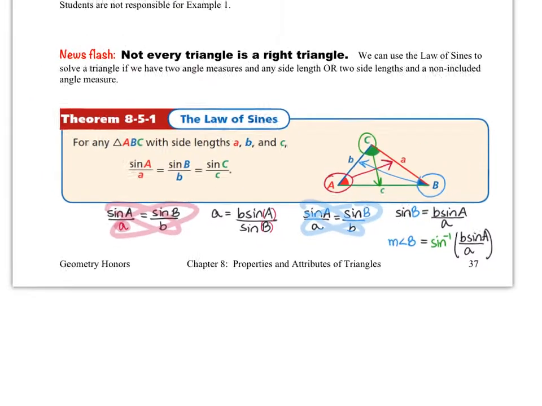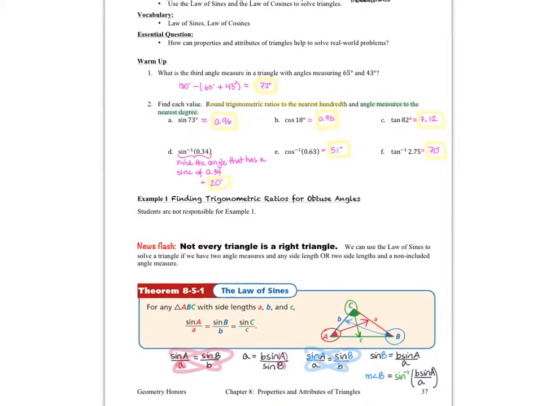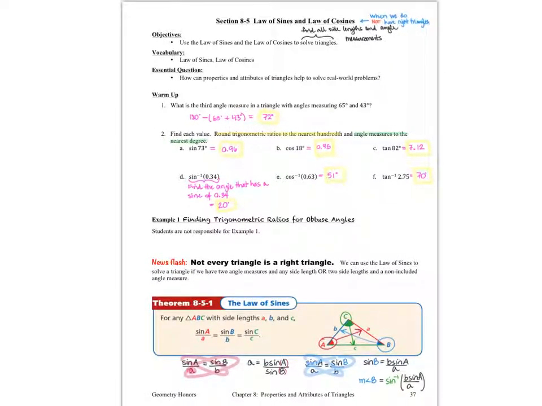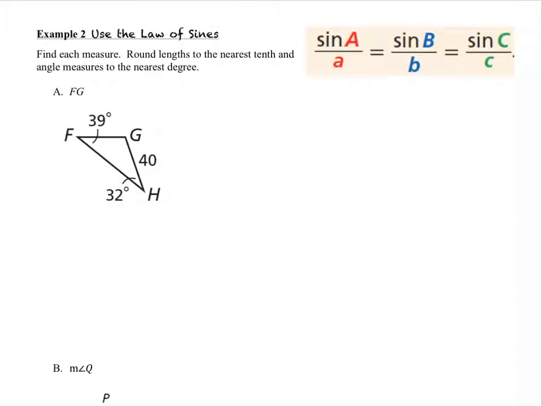I know that this seems like it's really fast and it's a new skill to you, but don't worry, as always, we're going to have some practice problems that are going to help us through. So let's go ahead and take a look at the example on the next page. The instructions for example 2 are use the law of sines, find each measure, round lengths to the nearest tenth, and angle measures to the nearest degree.